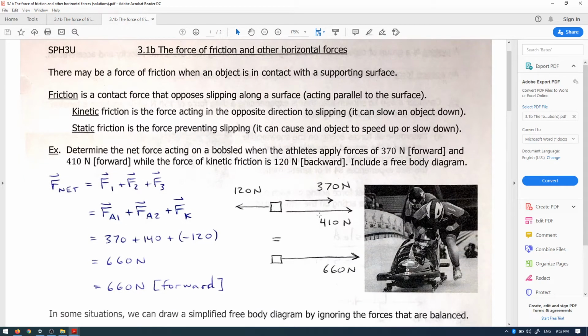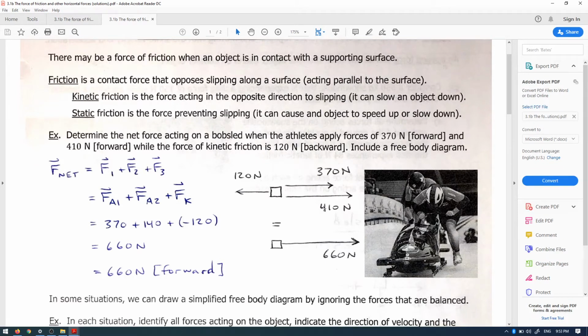I'm going to draw a free body diagram right here, and that free body diagram has three forces. One is 370 forward, and the other one is 410. And then there's a 120 newtons backward. The net force is actually the sum of all the forces on an object. So there are three forces clearly here: one is applied, two are applied, and one is kinetic.